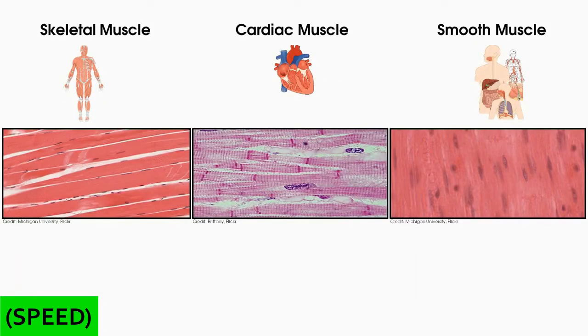This bit can be a little bit tricky, so we're going to take it ever so slightly slower. Here on screen, you can see three microscopic images, one of each muscle type, and we're looking down through a microscope at what is called a longitudinal section of the muscle. Firstly, let's take a look at skeletal muscle.